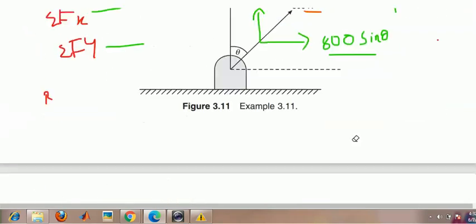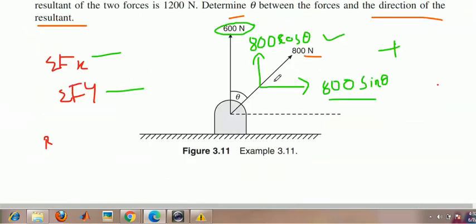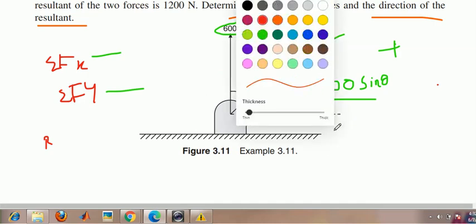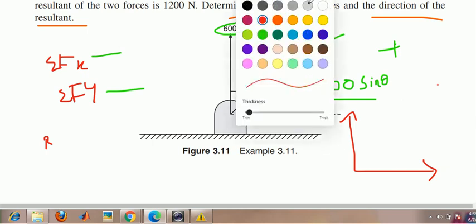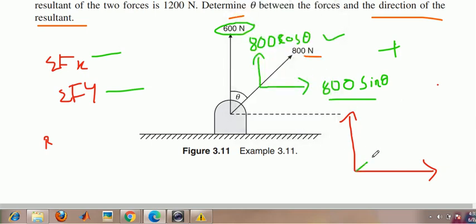So this is how you are going to solve the problem. Very simple problem. So now you have calculated the direction of the resultant. So if you are writing the direction, this is the different force. Instead of these two forces, you are writing the resultant directly. So that is the resultant 1200 and the inclination of this resultant.